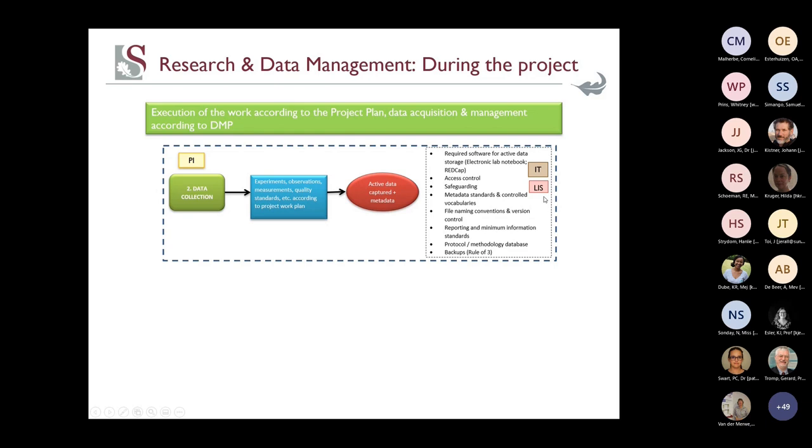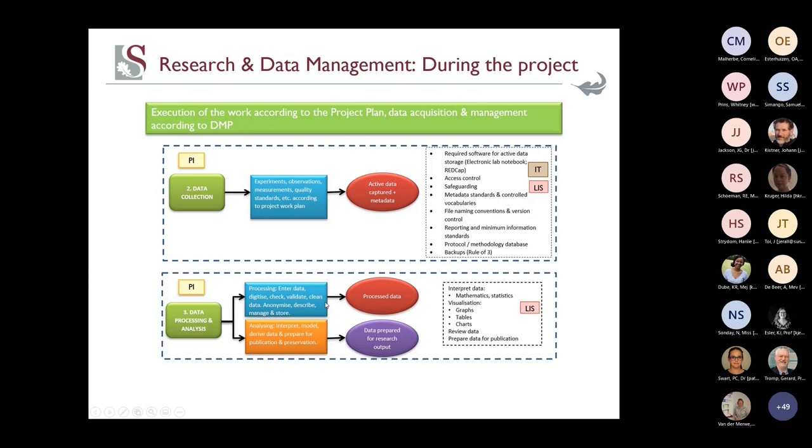The library and information services can help with metadata standards, file naming conventions, backups, reporting, minimum information standards, etc. So researchers can go to the library information services. They also have training sessions and workshops for researchers.